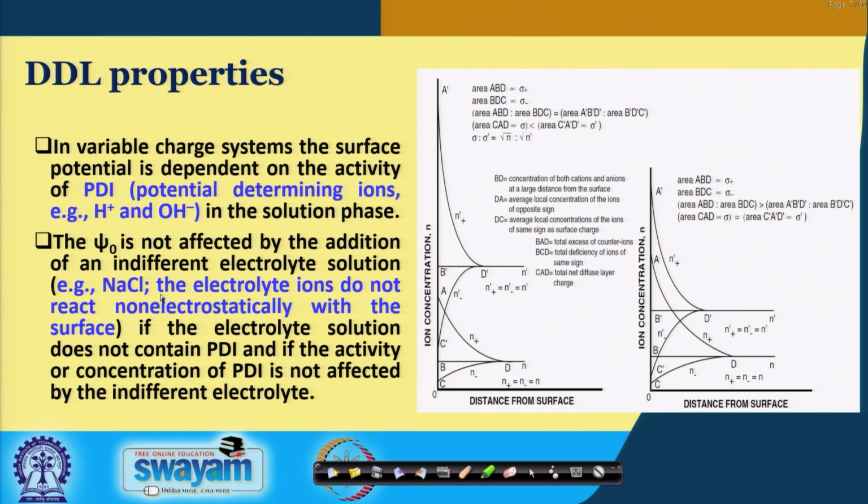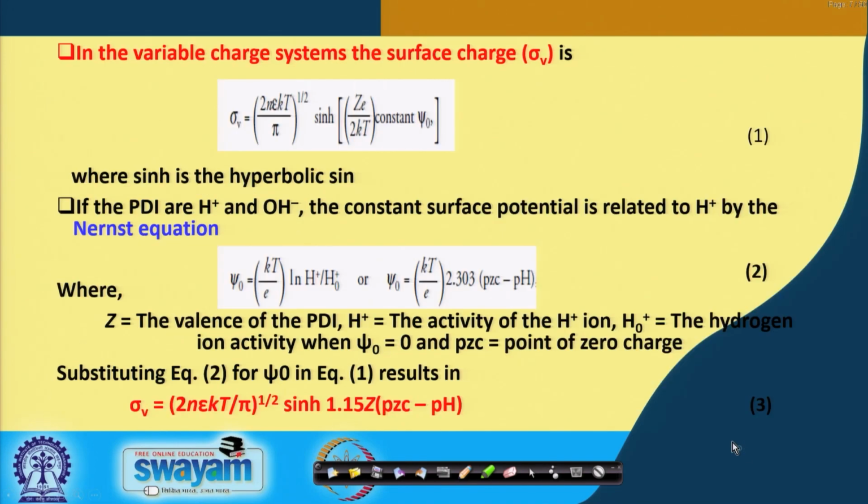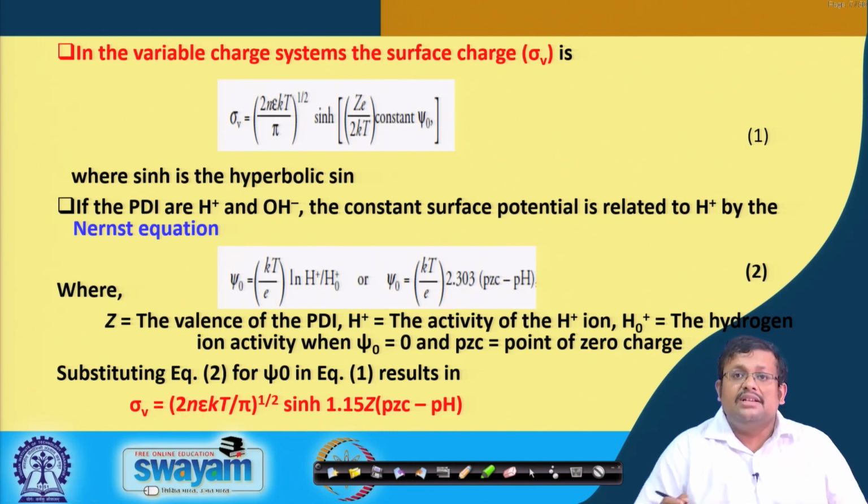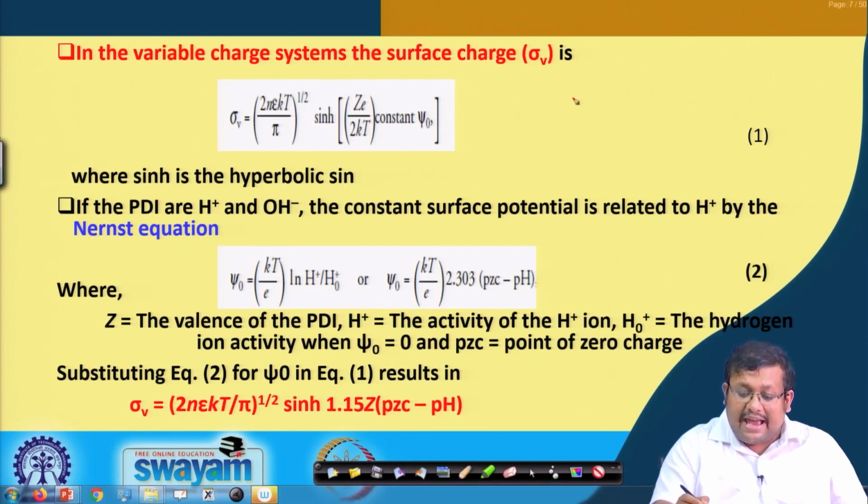The gist of this slide is that psi 0, the potential, is not affected by the addition of an indifferent electrolyte solution, which does not interfere with the potential determining ions in case of a variable charge surface, just like the first picture. Now, in the variable charge system, the surface charge, which is denoted by sigma v, can be expressed in terms of this equation.